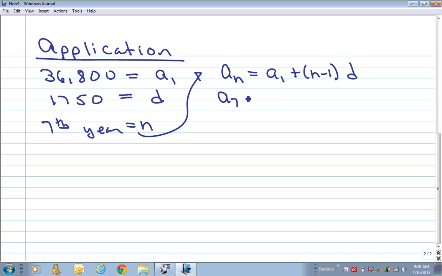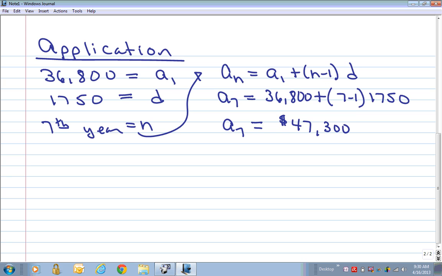So a sub 7, the 7th year, would be a sub 1, which we know to be 36,800, plus n, which is 7, minus 1, times my difference, which I said was 1,750. And then again, you have a calculator to go in and make those calculations. When you make those calculations, in year 7, a sub 7 is going to equal $47,300. That's what he'll make in year 7.